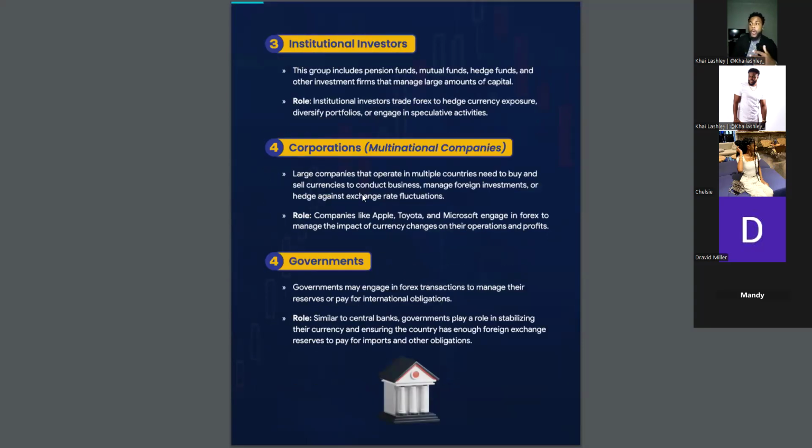When we speak about corporations like Apple, Toyota, Microsoft, when they're making major transactions, remember it is foreign currency. That's why the stock market is so much smaller than the forex market. The forex market is about 10 times the size of the stock market. Why is that? Think about it. Because to participate in the stock market, you need money.